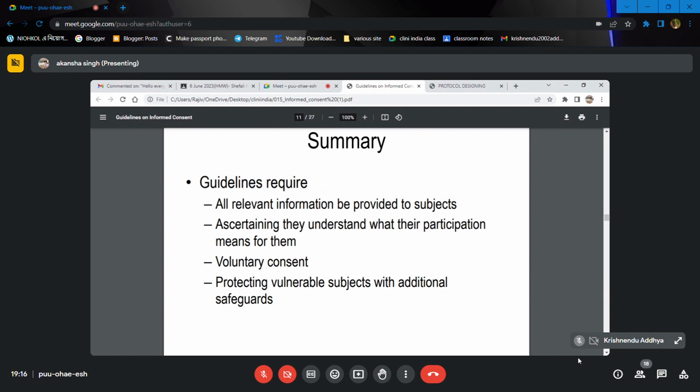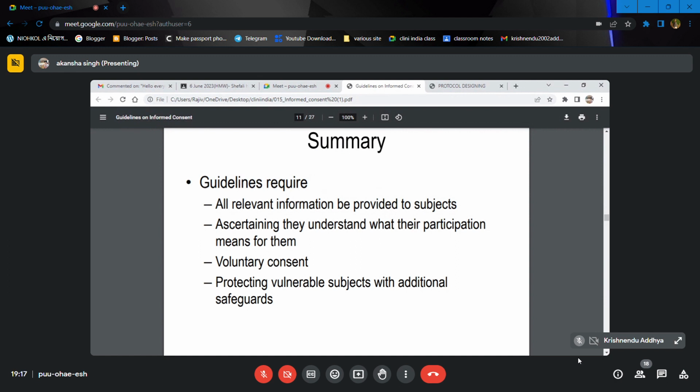So, summary of the guideline: all relevant information should be provided to the subject, ascertaining they understand what their participation means to them. We have to make them understand why their participation is important. Okay, we have to educate them in that.